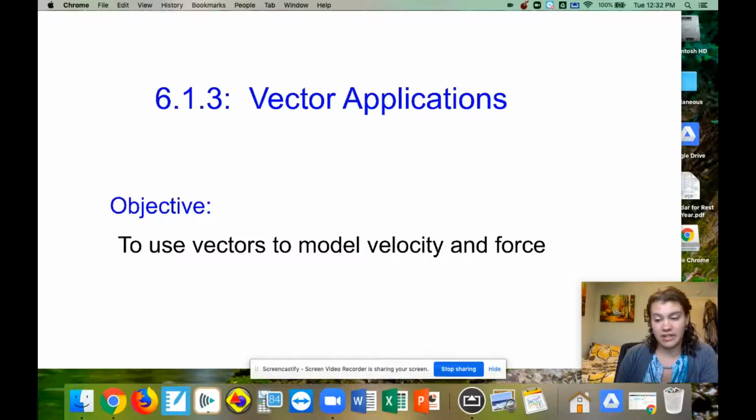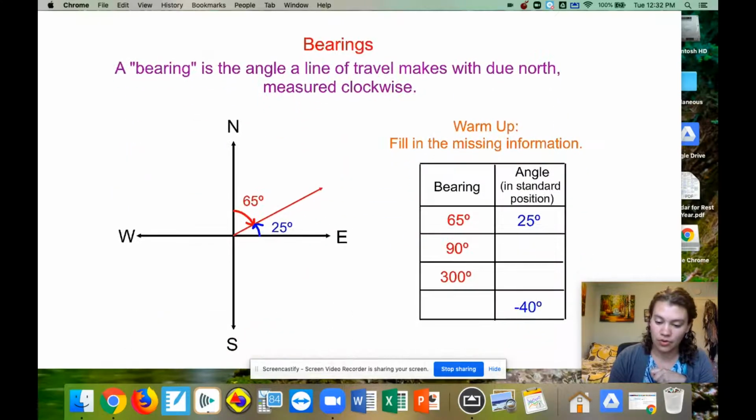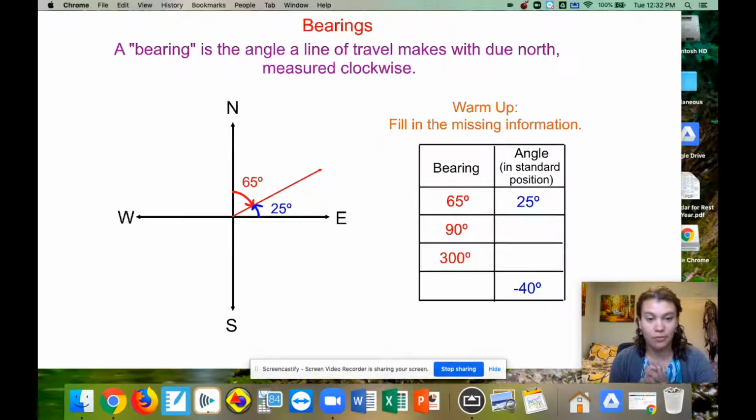All right, so today we're taking what we did with vectors and moving along to applications. How can you actually use it for something besides just writing a vector because you want to write a vector? So a note here, bearings. A bearing is your angle of a line of travel you make with due north. So like a ship or a plane usually goes off a bearing versus a standard angle.